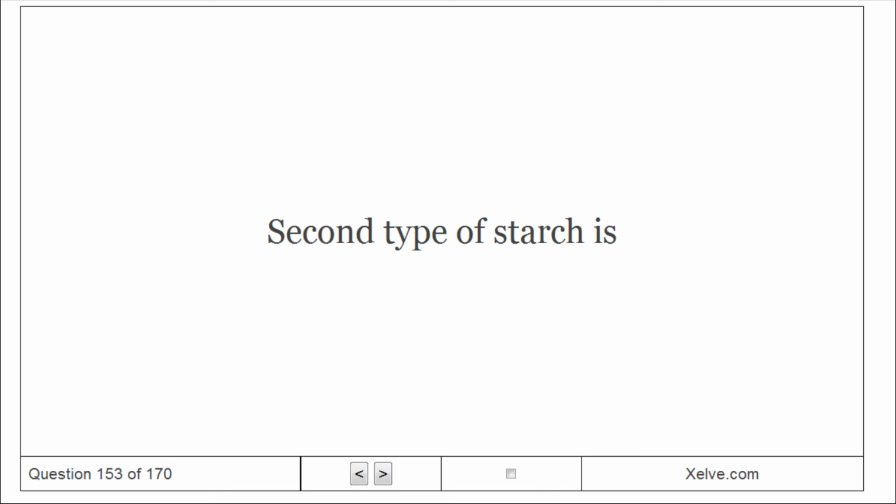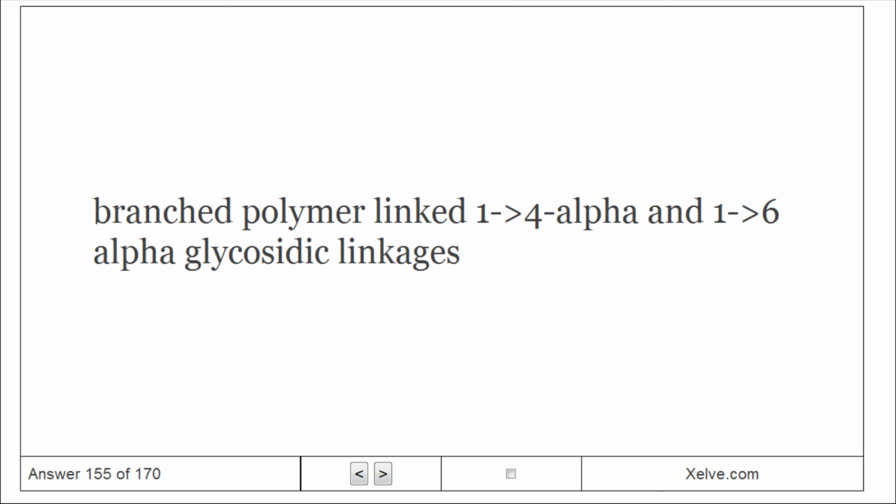Second type of starch is amylopectin. Two types of starch: amylose and amylopectin. Amylopectin: branched polymer linked by 1 to 4 alpha and 1 to 6 alpha glycosidic linkages.